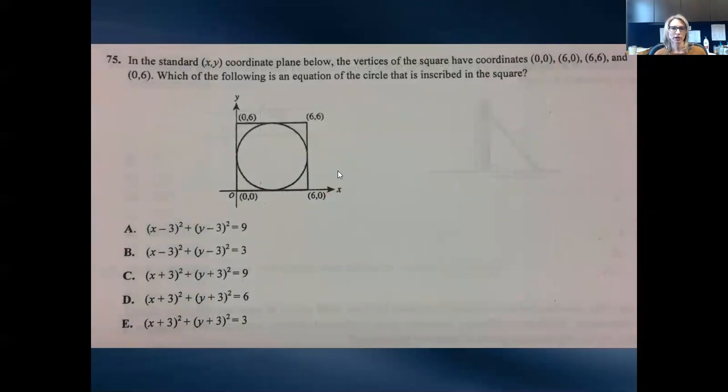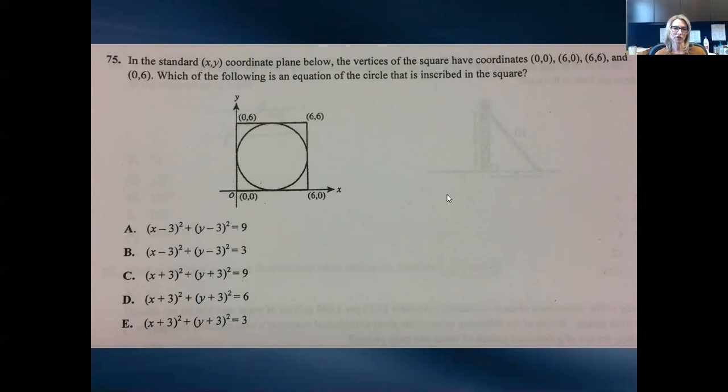In the standard coordinate plane below, the vertices of the square have coordinates (0, 0), (6, 0), (6, 6), and (0, 6). And they even drew the figure for us to save us some time. Which of the following is an equation of the circle that is inscribed in the square? So we know the diameter of this circle is going to be 6 because it goes from 0 to 6. So therefore the radius is going to be 3.